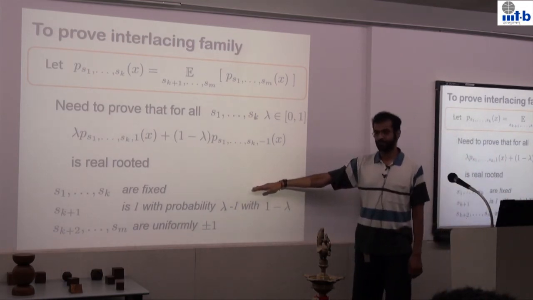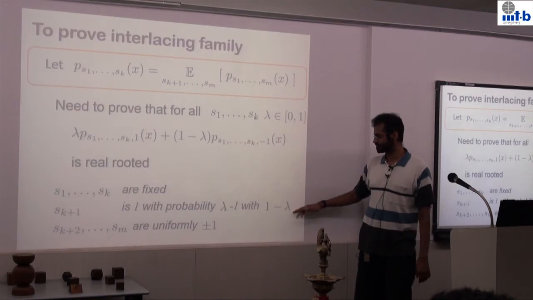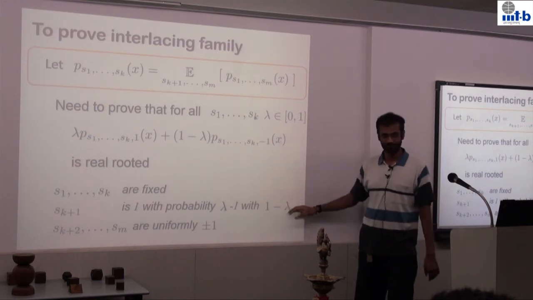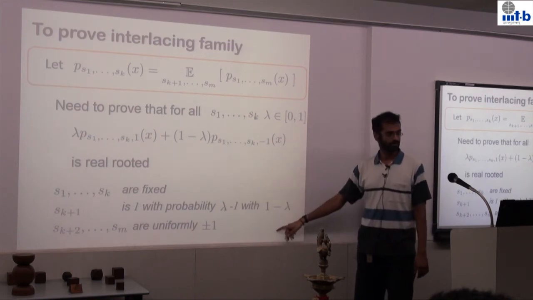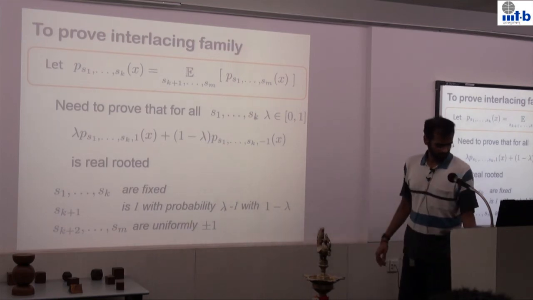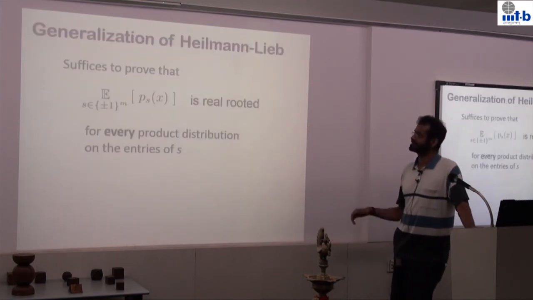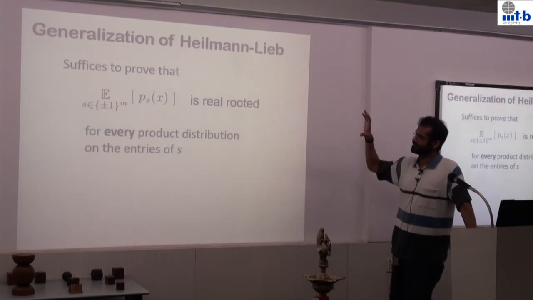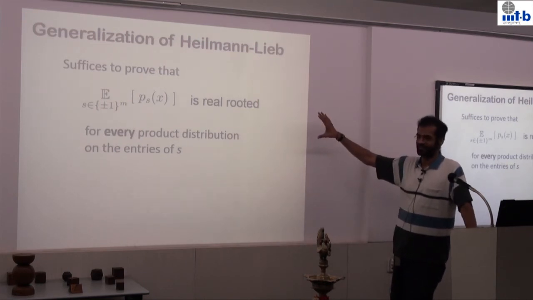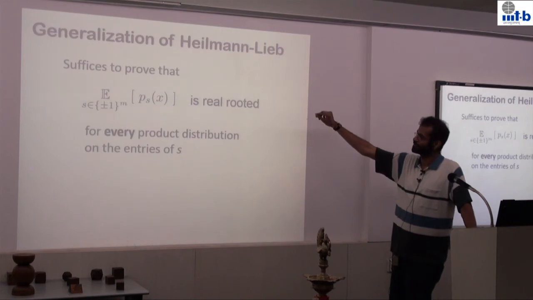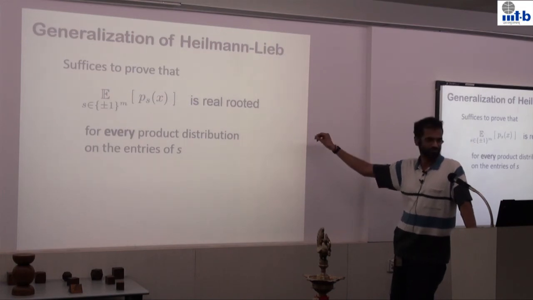And so for the first K, it's going to be deterministic. For the K plus first, it's going to be biased with this parameter lambda, and for the remaining, it's going to be uniform. Okay. So why am I doing this? Well, once you write it this way, you see that existence of all the common interlacings you need is actually encapsulated by this very concise statement that the expected polynomial is real rooted for every product distribution.